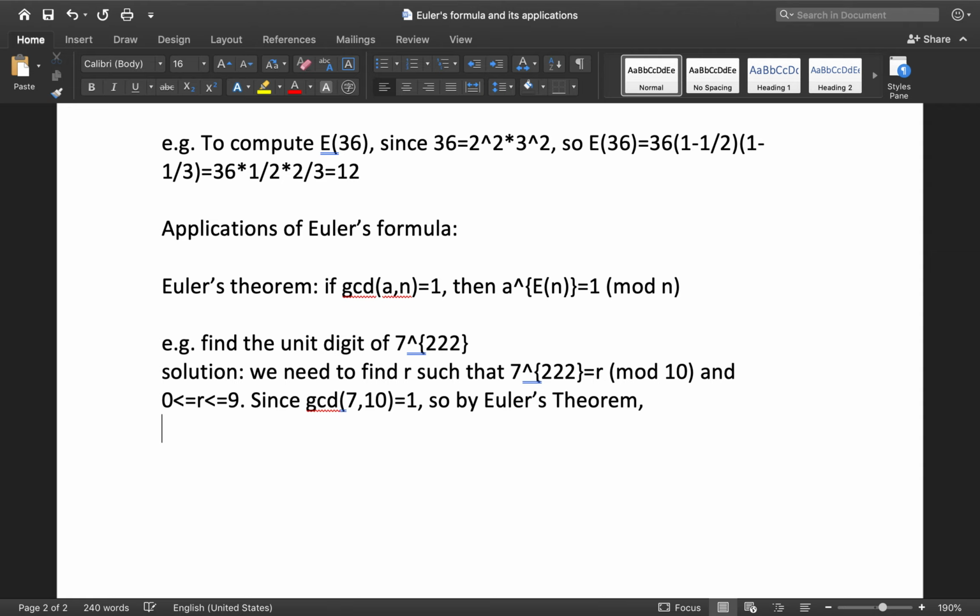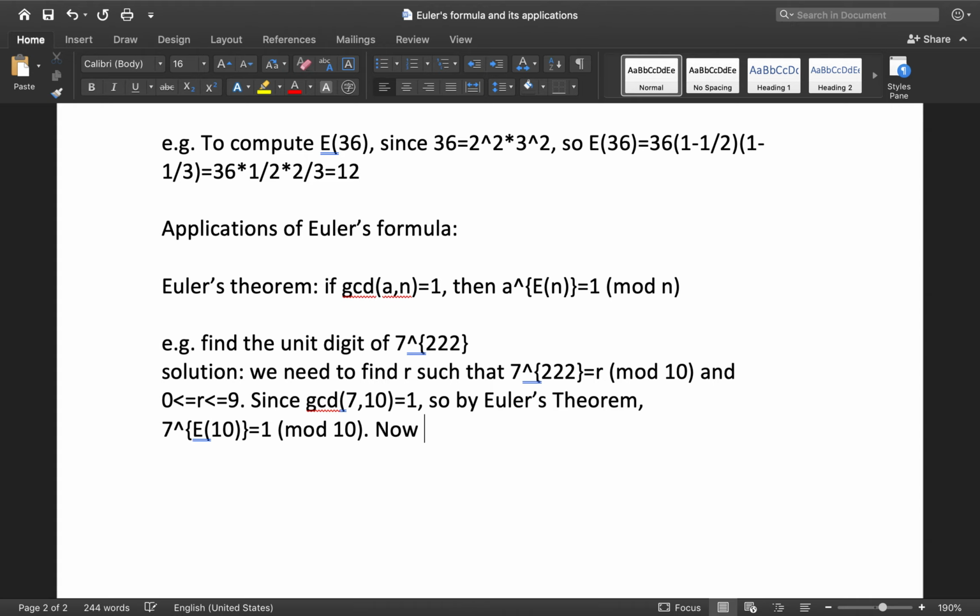We can take the power 7 to the power φ(10). That always gives me 1 modulo 10. Now as I said, that is a very useful piece of information because it reduces the number. After some power, you know that 7 to that power gives me 1, so that can significantly reduce the value. I mean, reduce the value of 7 to the power 222. 7 to the power 222 is too big, right?